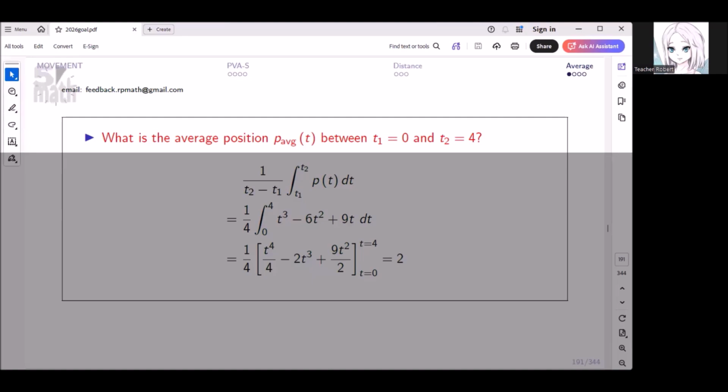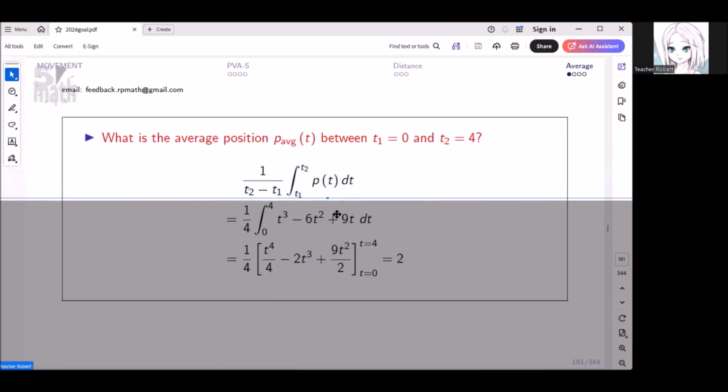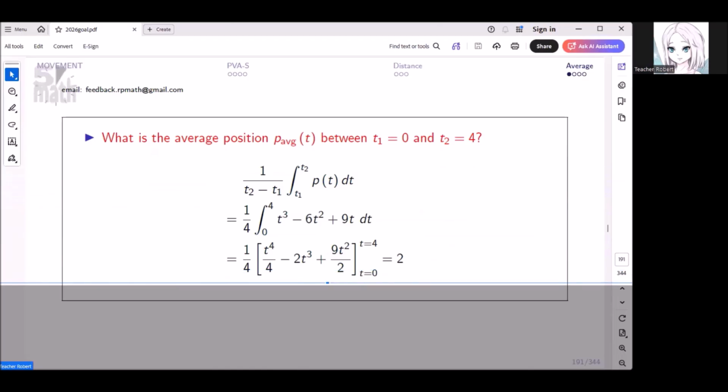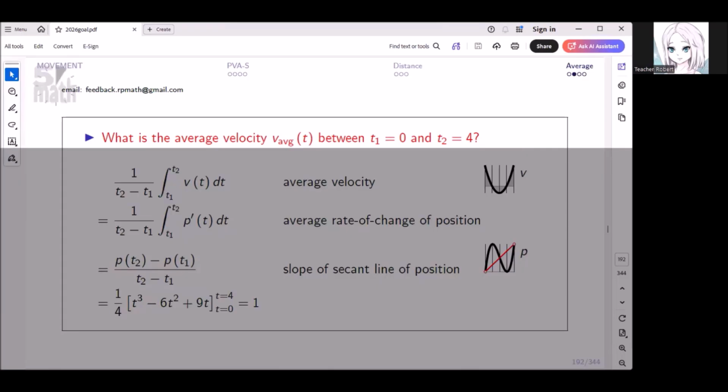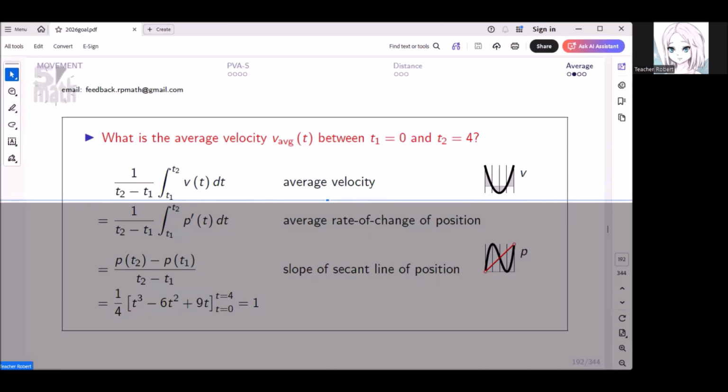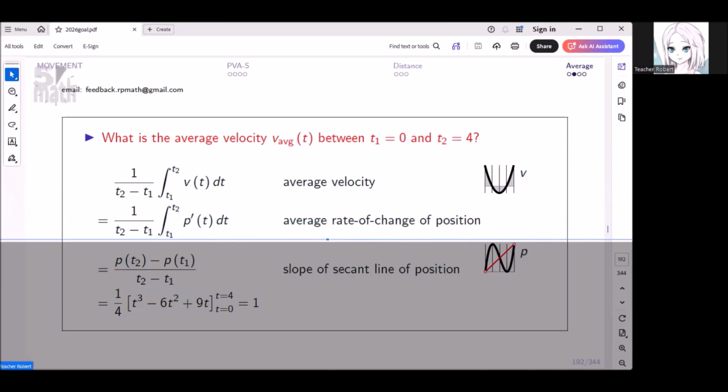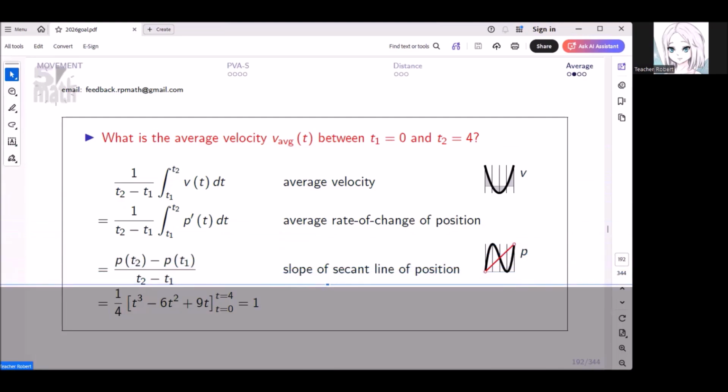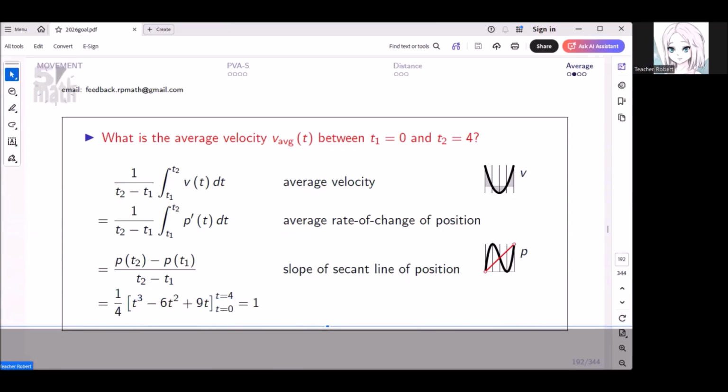What is the average position, Pf of t, between t1 equals 0 and t2 equals 4? We have this, which equals 2. What is the average velocity, Vv, of t between t1 equals 0 and t2 equals 4? Average velocity, which is average rate of change of position, which is slope of secant line of position, and we get 1.